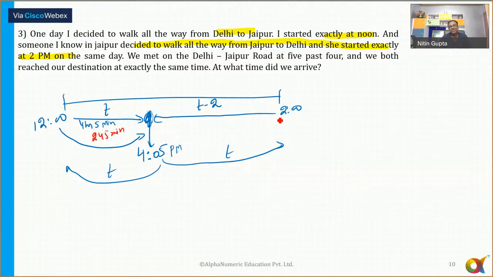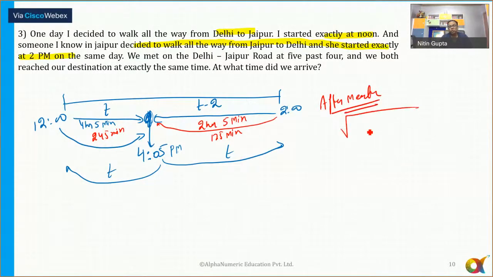And the second person started at 2 and reaches at 4:05. So 2 hours and 5 minutes means 60 into 2, 120, that is 125 minutes here. So there are several things you can do here. After meeting, how much time will they take? That is going to be equal to the square root of 245 into 125.